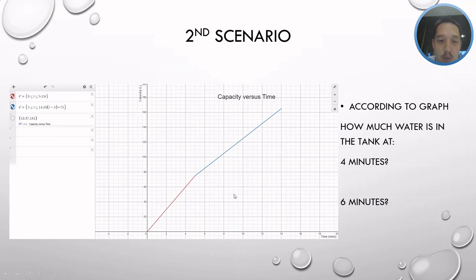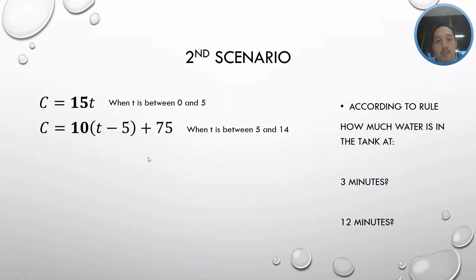How much water is in the tank at 4 minutes? Very easy. We move to 4 minutes and go up and see that it's 60 liters. 6 minutes though, you can see it touches the blue line instead. And so if we go up to the blue line here, this goes to around, that looks like 85 liters. So the graph still visually shows us how much water is in the tank at a specific amount of time, even with the second scenario.